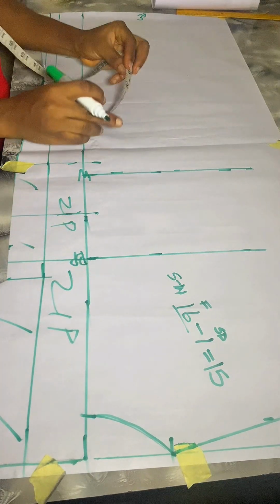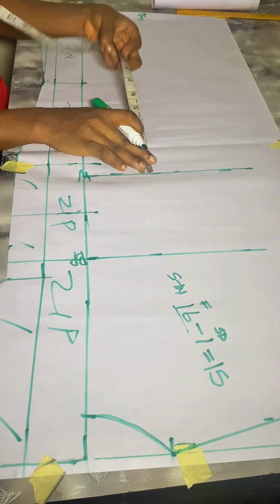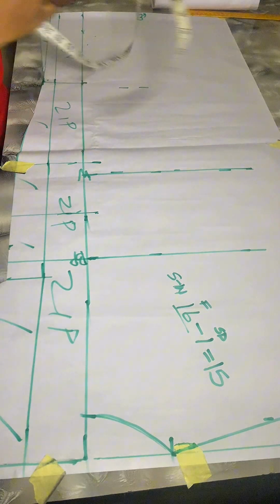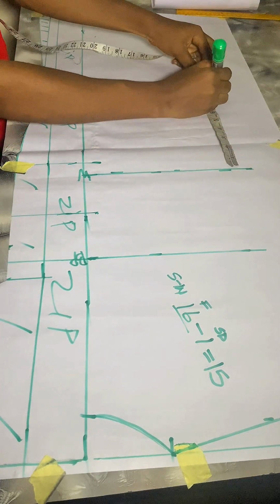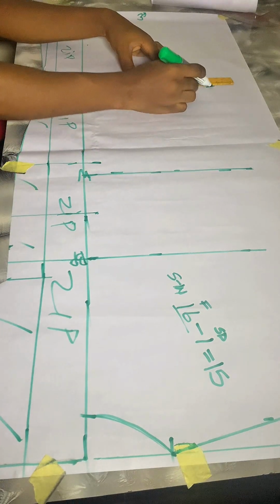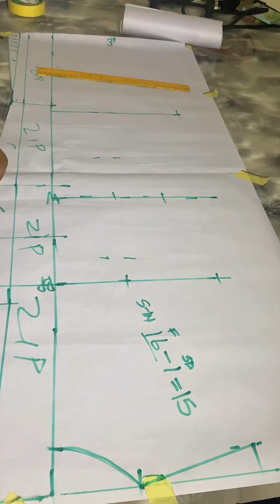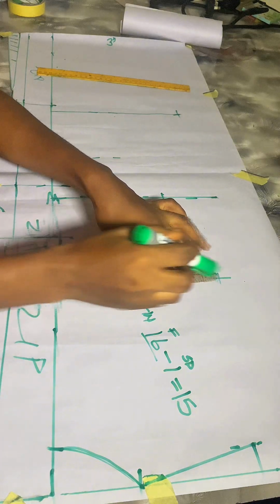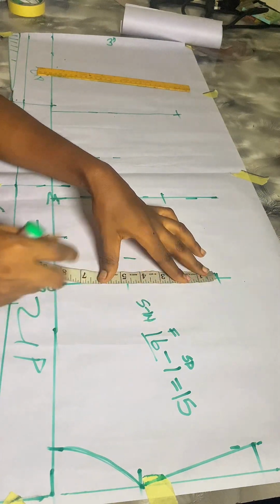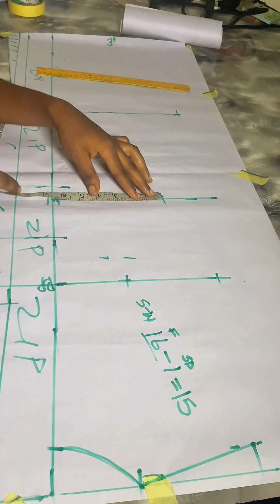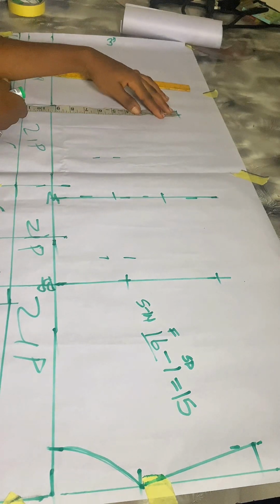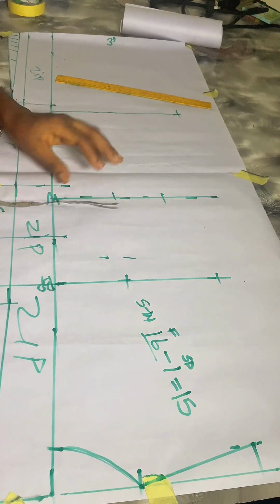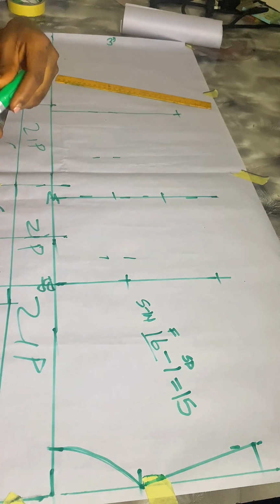And our hip, your hip line. I said you're going to mark here. You're going to mark your bust, which is 8.25, your waist, then your hip 9.5. Then you connect everything.